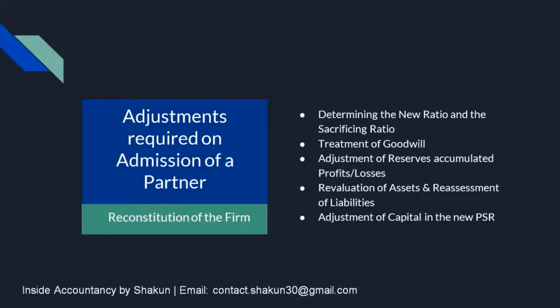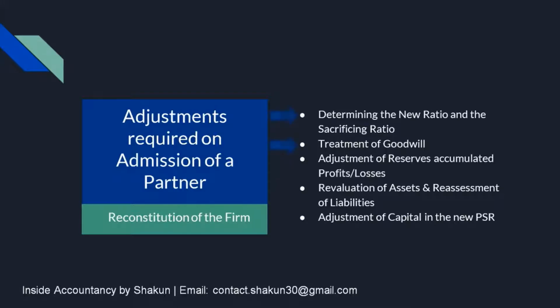These issues are determining the new ratio and the sacrificing ratio at the time of admission, because the new partner compensates the sacrificing partners. The treatment of goodwill, that's the compensation paid by the new partner to the sacrificing partners in the sacrificing ratio. The various reserves and accumulated profits and losses to be adjusted at the time. Assets and liabilities are to be revalued and reassessed, and the capital may be adjusted in the new ratio.